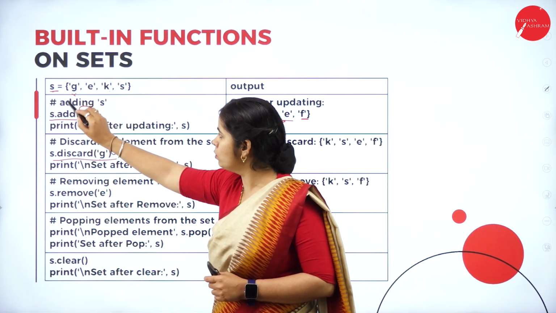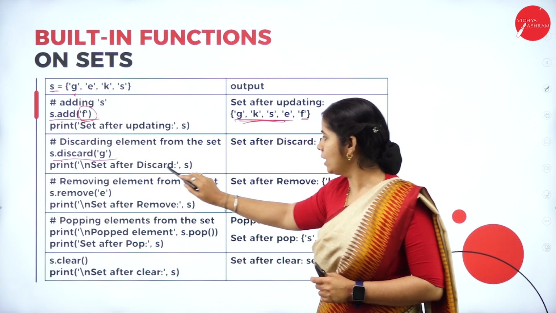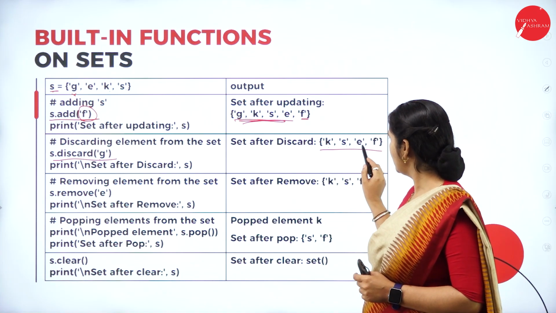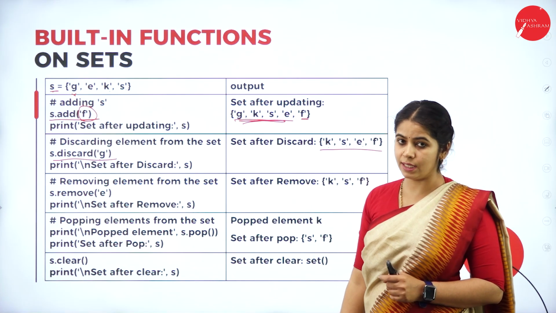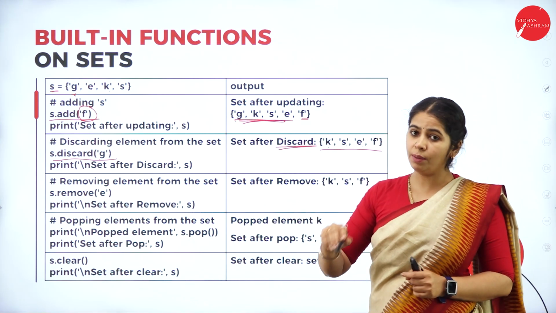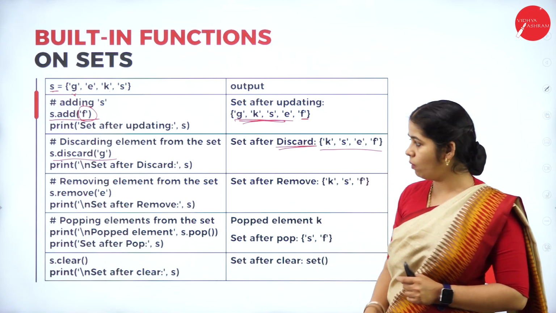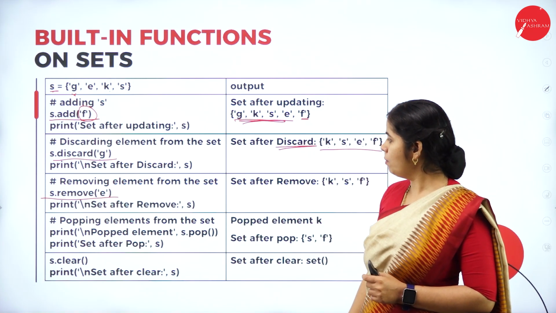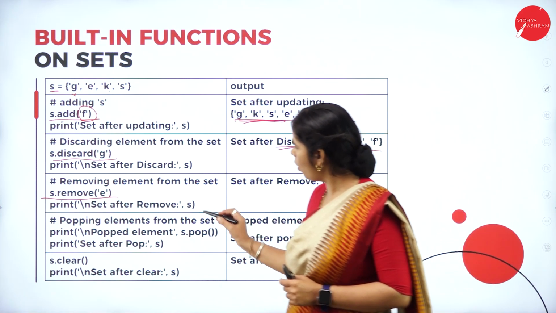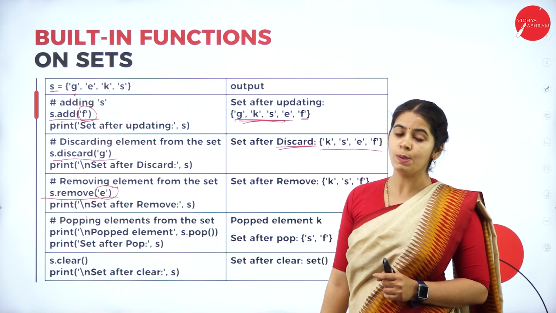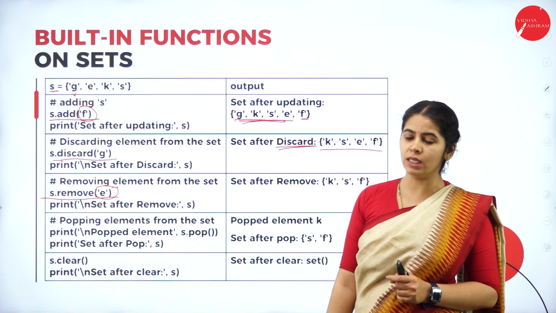This is the element I am supposed to discard. After discarding that, it will display the remaining elements, that is K, S, E and F. Okay, so discard will remove the particular element from the given set. Then what will the remove function do? The remove function will also remove the specified element from the given set.